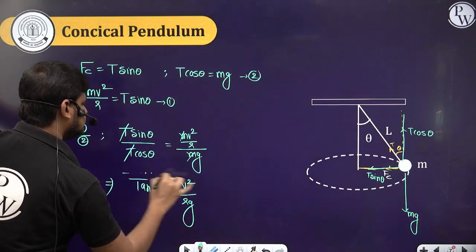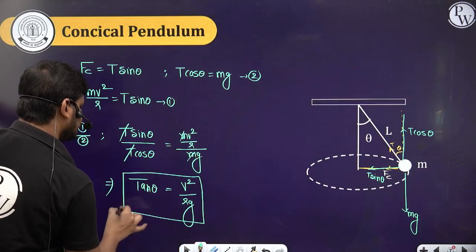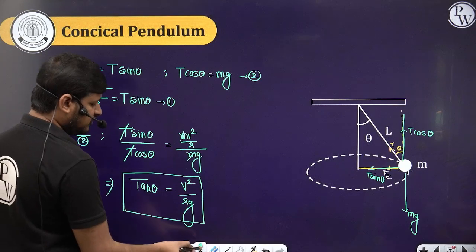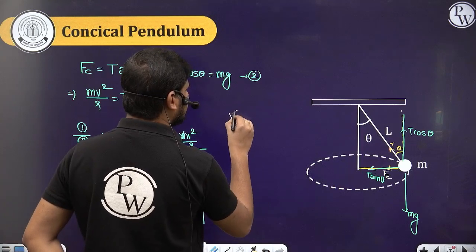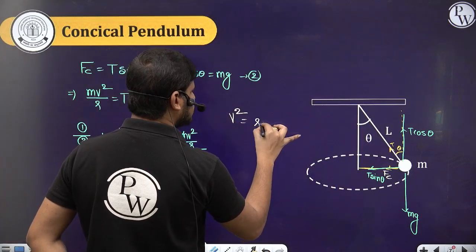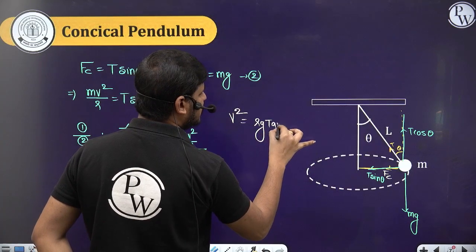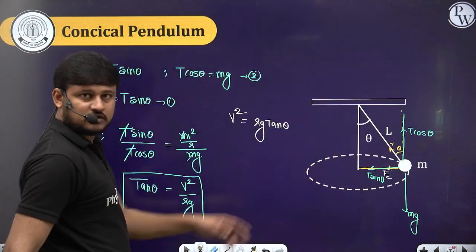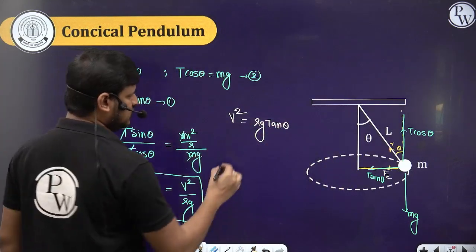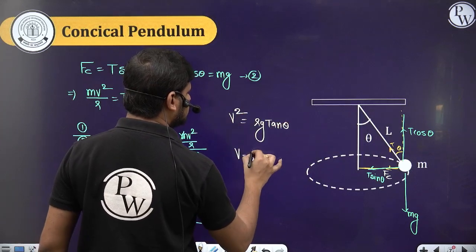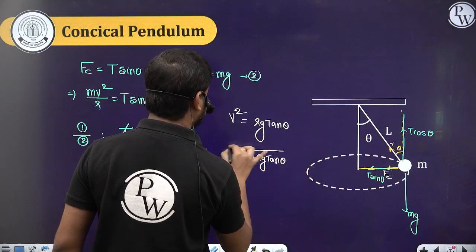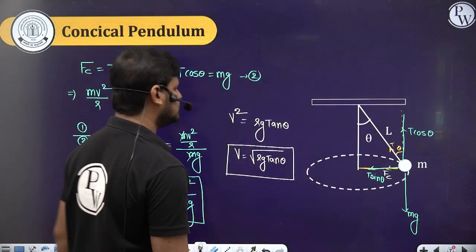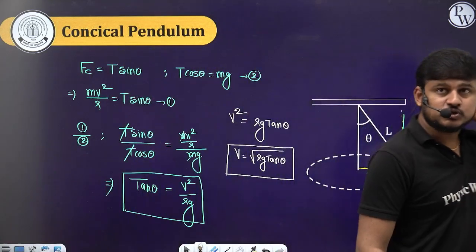This is one formula that you should remember: tan theta is equal to v square by rg. From here you can write v square is equal to rg tan theta. So with what speed it moves in a circular path, the speed v is equal to root over rg tan theta. This one thing you should remember.